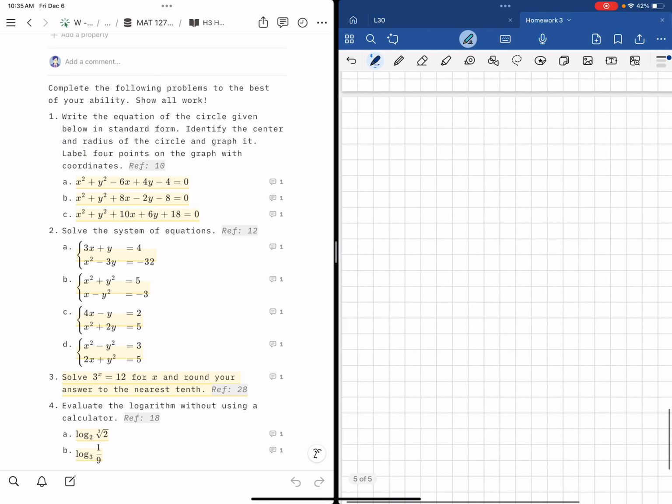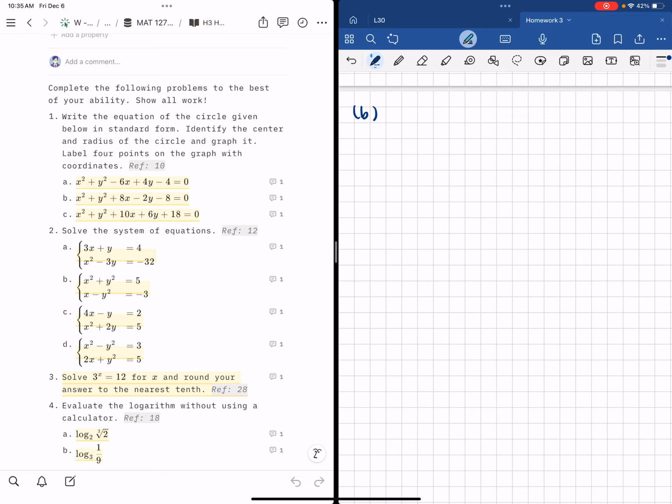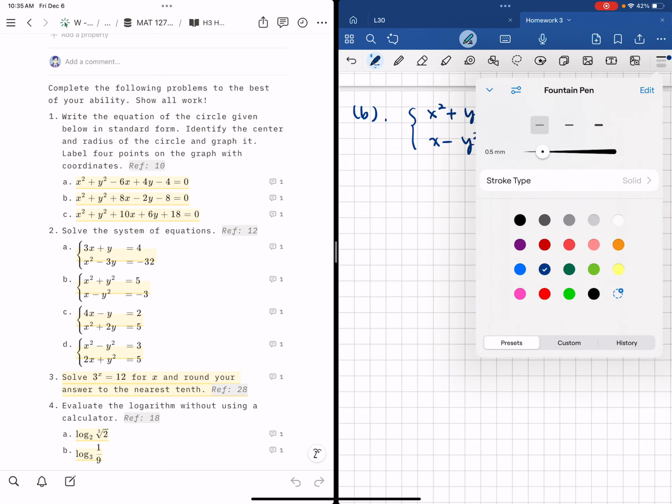Okay, part B. We have x squared plus y squared equals 5. X minus y squared equals negative 3. Again, we have two equations, A and B, so I'm going to label them. Let's think about what would be the best method, right? One thing I did notice is that I see positive y squared and negative y squared, which means if I add these two equations, they get canceled out. So I think that's what I would do.